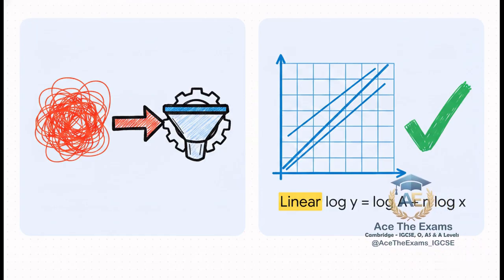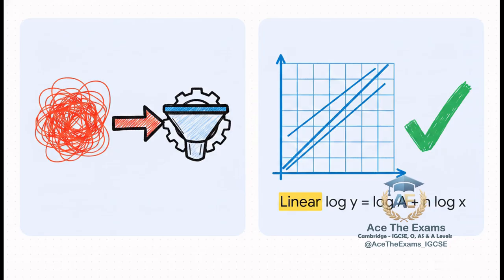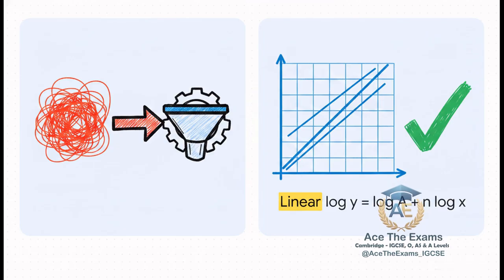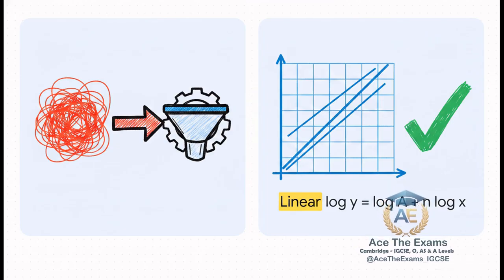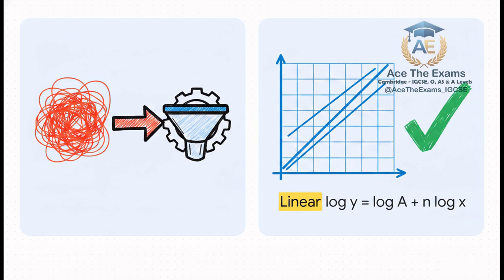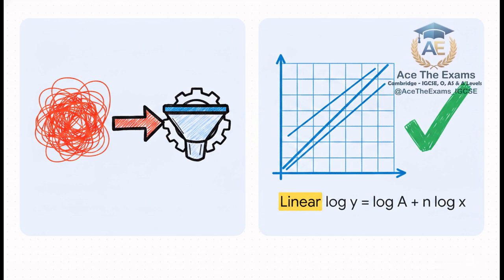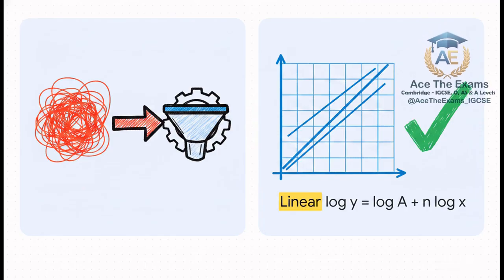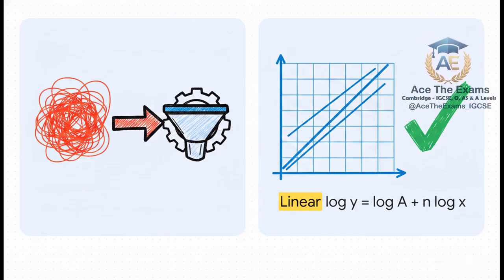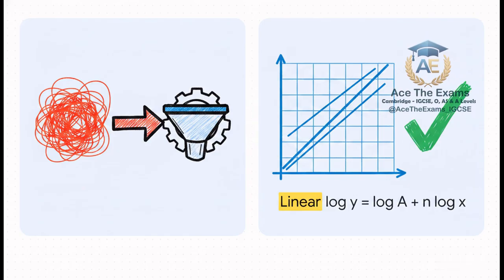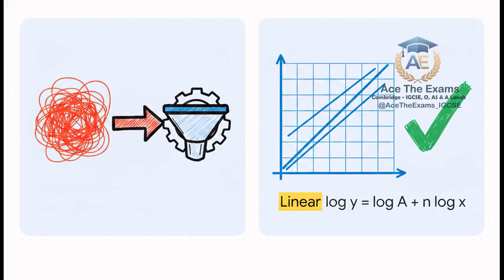Let's decrypt the first enemy code. y = ax^n. If you plot this directly, it's a curve. It's totally useless to us for extracting simple constants. We need the universal straight line code, which we all know is y = mx + c. So what is our tactical move here? We take the logarithm of both sides. By using the laws of logarithms, multiplication becomes addition, and that exponent drops down. This transforms the equation into log y = log a + n log x. Boom, the code is completely cracked.